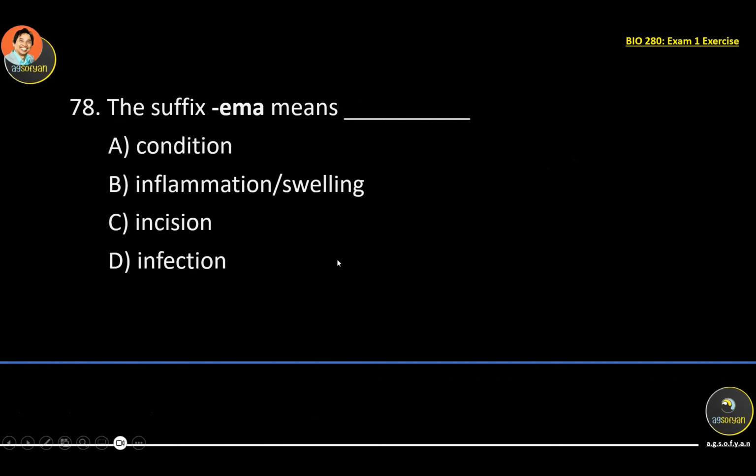The suffix "emia". "Emia" means A, B, C, or D. This is the main condition. Okay, "emia" means condition. How about edema? Okay, edema. It means A, B, C, or D. Edema means swelling. Okay, swelling.